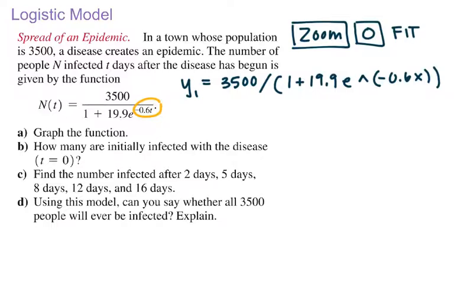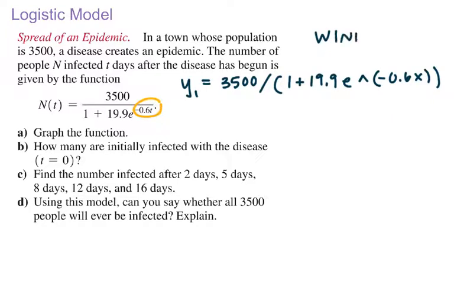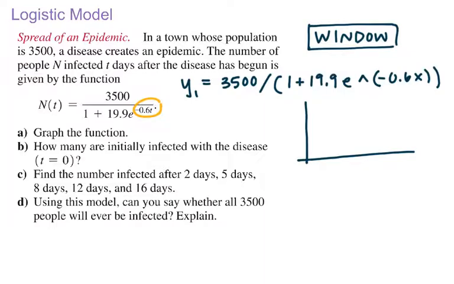But you might want to change your window, right? So we change our window, which lets us set our X min and X max and our Y min and Y max. If I change my window, I'm going to look at x equals 0, or t in this case, time, 0 to 30. We're measuring days in this problem. And there are only 3,500 people in the town. Is it possible for more than 3,500 people to become infected? The answer is no, right? So maybe I'll set this at 4,000 because it's a little bit above 3,500. So that's my N on the y-axis.